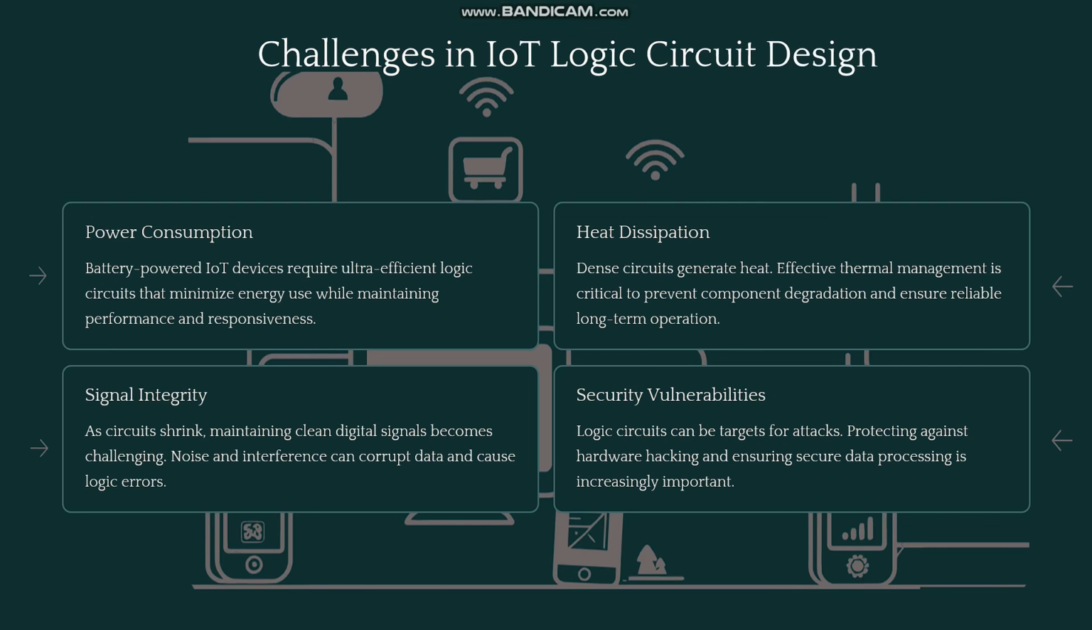Designing these circuits for IoT is not easy. The main challenges are power consumption. IoT devices often use batteries, so the circuits must be very energy efficient. Heat dissipation: complex circuits generate heat that must be managed. Signal integrity: we must protect the data from noise and errors. Security: we need to protect the hardware from hacking.